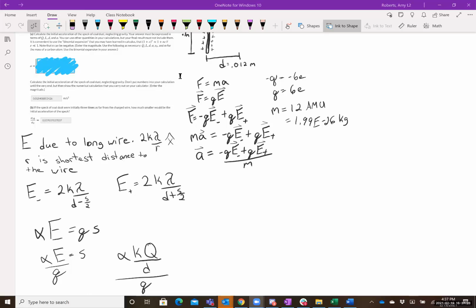Yeah, 2KQ over D, I think. Oh, because that's, I think, yeah, and I think you also need an L in the new denominator, on the 2KQ over D. Yeah, because the Q over L is the lambda. Oh, yeah. Okay. Yeah, because lambda equals Q over L.